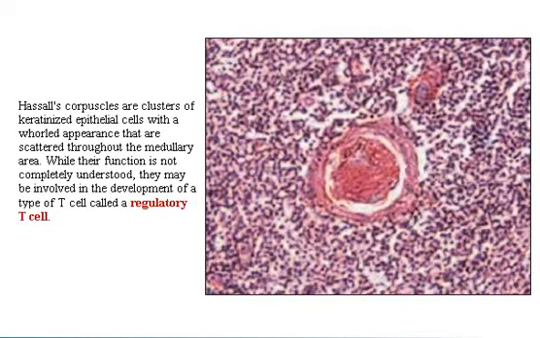Hassall's corpuscles are clusters of keratinized epithelial cells with a whorled appearance that are scattered throughout the medullary area. While their function is not completely understood, they may be involved in the development of a type of T cell called a regulatory T cell.